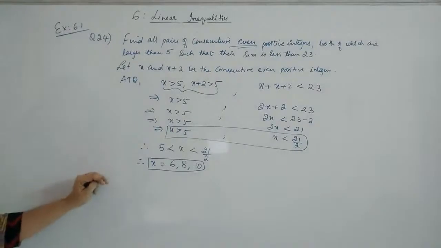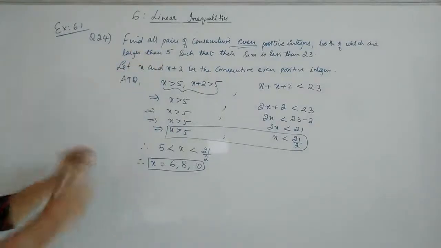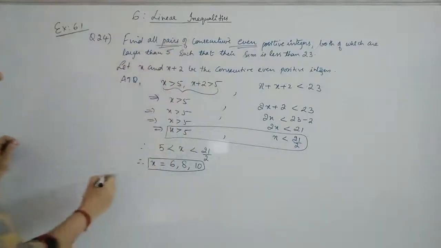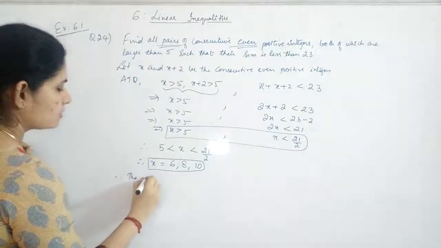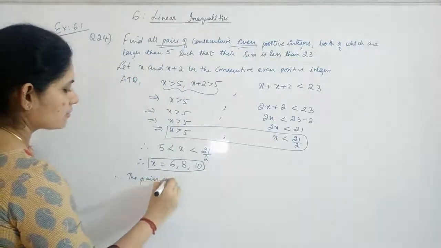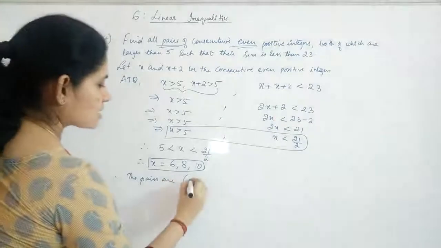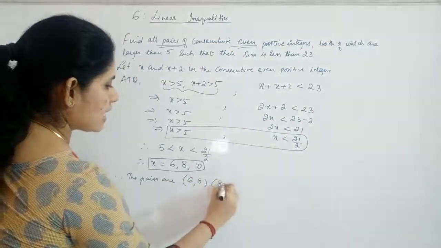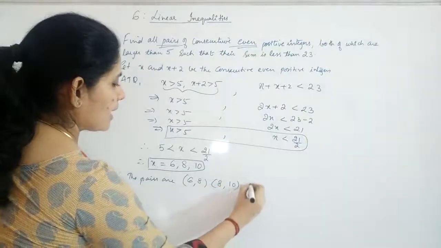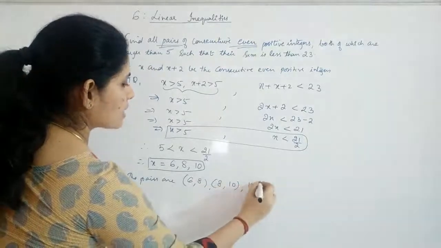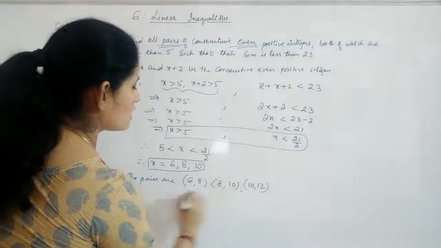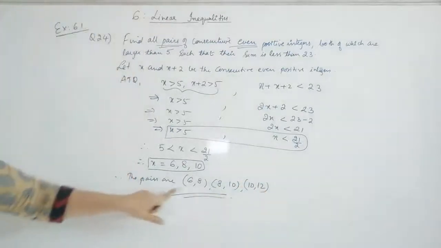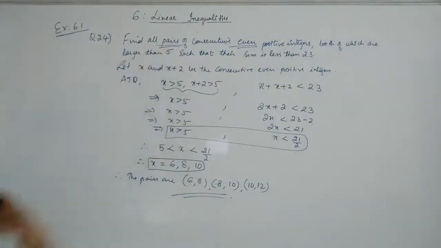Now you have to find the pairs which satisfy the given inequalities. Therefore, the pairs are: if x is 6, x plus 2 will be 8. If x is 8, x plus 2 will be 10. And if x is 10, x plus 2 will be 12. So these are the three pairs which satisfy both the given inequalities. Okay.